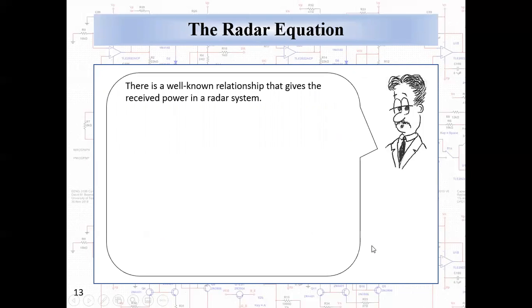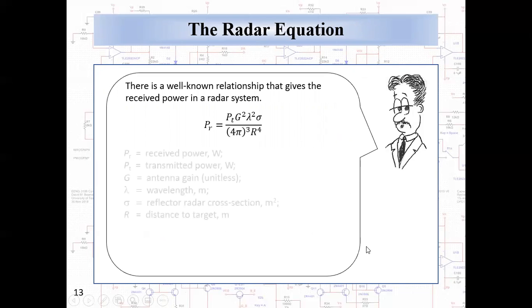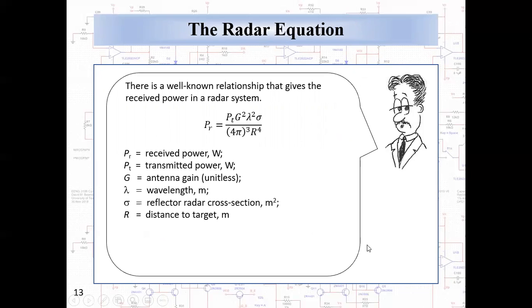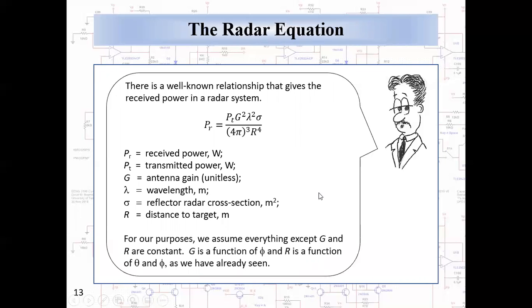There is a well-known relationship that gives the received power in a radar system, which is this expression where P sub r is the received power, P sub t is the transmitted power, G is antenna gain, lambda is wavelength, sigma is the radar reflection cross-section, and r here is the distance to the target, in this case the brightest spot on the ground. For our purposes, we assume that everything except G and r will be constant, and G is a function of phi, and r is a function of theta and phi, as we've already seen.